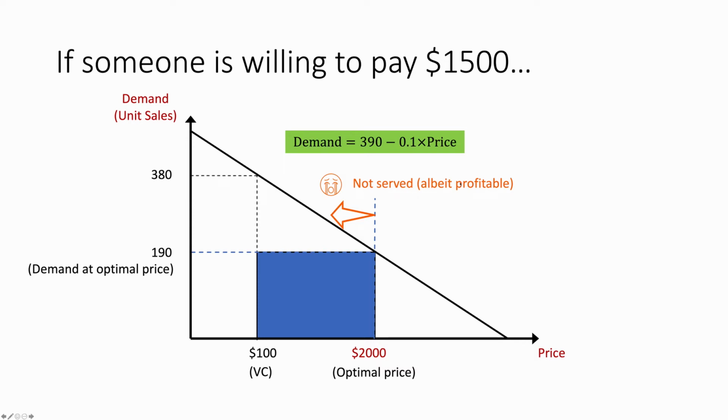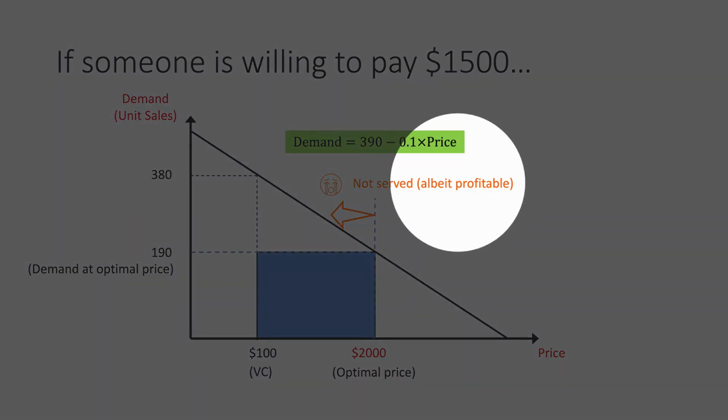So this person is not served. One important thing to note here is if we can charge this person $1,500, it would still be profitable for us to sell the ticket. The only problem is if we charge a single price, we cannot go that low. So this person is in fact profitable, but we are not serving this person.